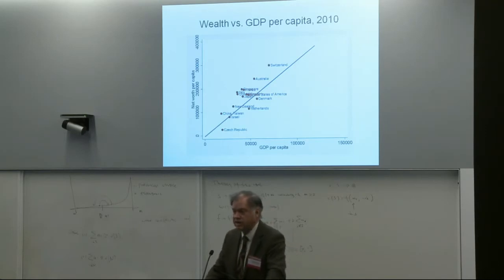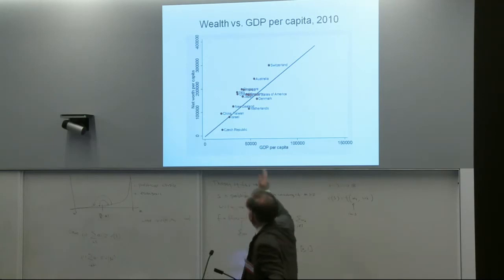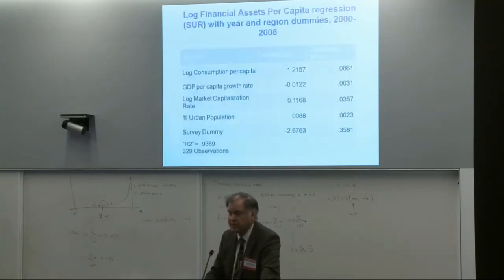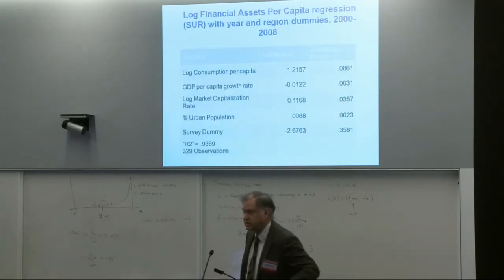Here's just a little snapshot of the relationship between wealth and GDP per capita in 2010. That's for the countries that had complete balance sheet data, I believe. And so there is a correlation, but it's far from perfect. You see that, say, Switzerland and Denmark have relatively similar GDP per capita, but they have very different levels of wealth per capita. Okay, so we face this problem.